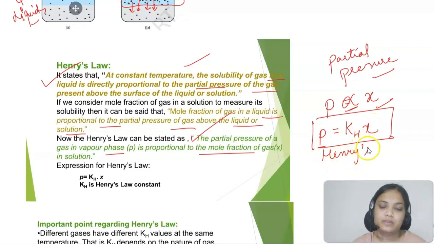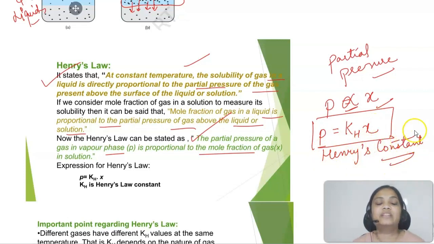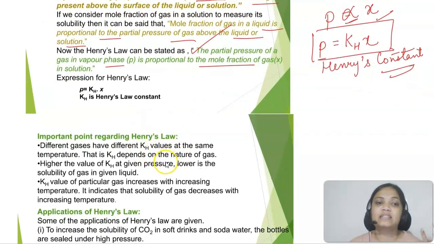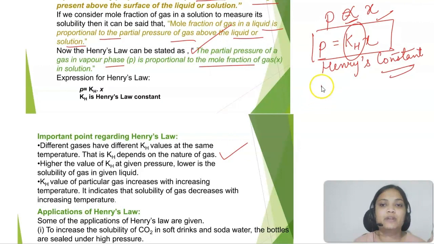It's Henry's constant, and it is actually a function of the nature of the gas, means the value of KH will depend on the nature of the gas. So different gases have different KH values. If the value of KH is high at any particular temperature, from here you can say KH is P upon X.